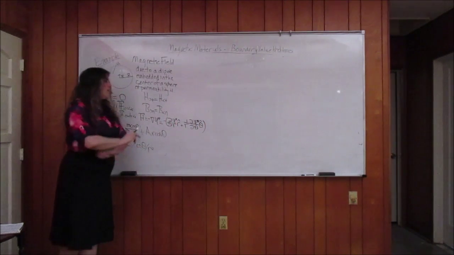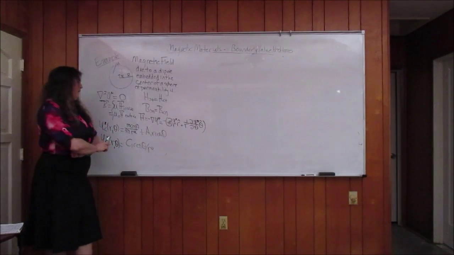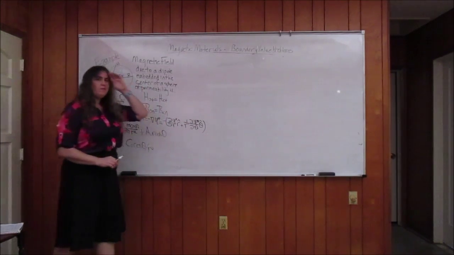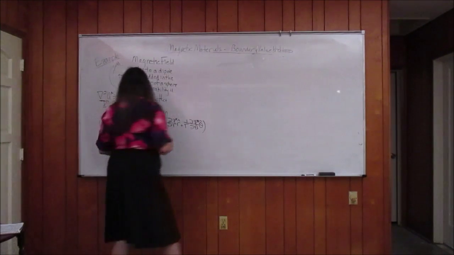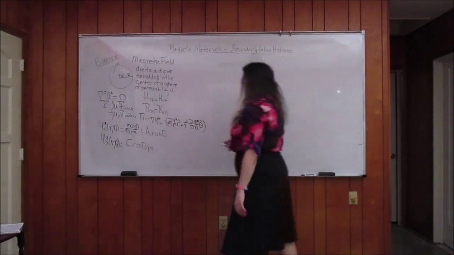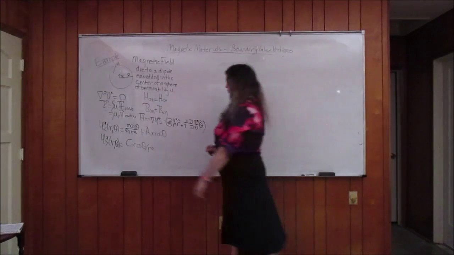Partial derivative of the scalar potential with respect to theta in the theta direction. Of course, I'm leaving off the phi direction because there's no dependence on phi in this problem. Okay, so applying our two boundary conditions.